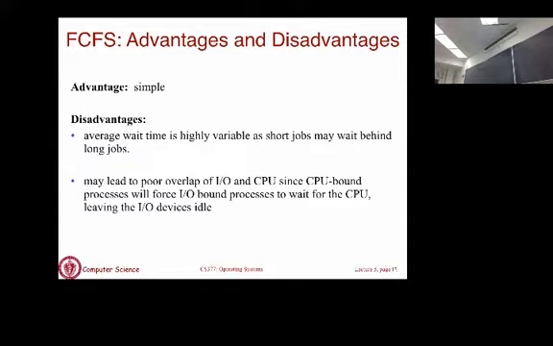If the arrival order was flipped, the short job arrived just before the long job, the short job would run quickly, it would finish, and then the long job would run till completion. And the long job didn't have to wait as long because the short job took a short period of time to finish. So the arrival time is highly variable. It depends on the order of arrivals. And if some long jobs arrive, they can hold up short jobs.